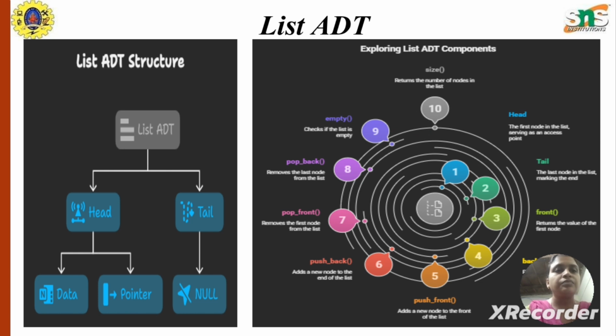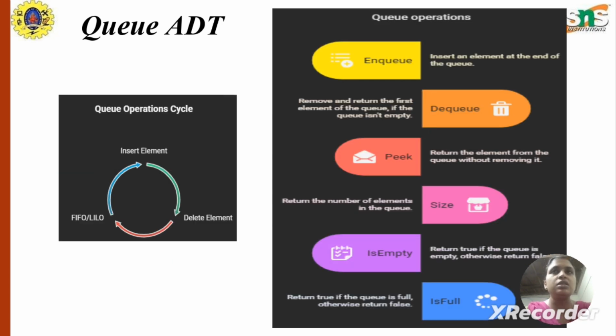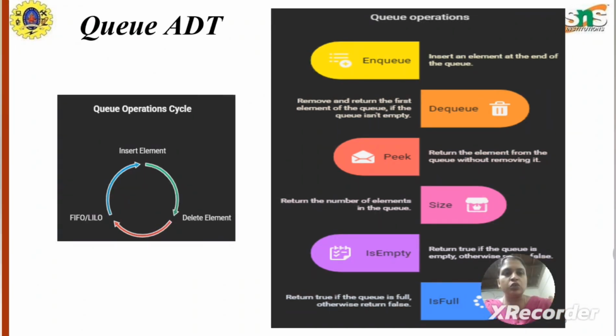The next one is queue ADT. So what is queue ADT? The next ADT structure we are going to see is the queue ADT structure. A queue is an ordered list in which insertion is done at one end called rear and deletion at the other end called front end. So here we insert at the rear end and perform deletion at the other end, called front end.